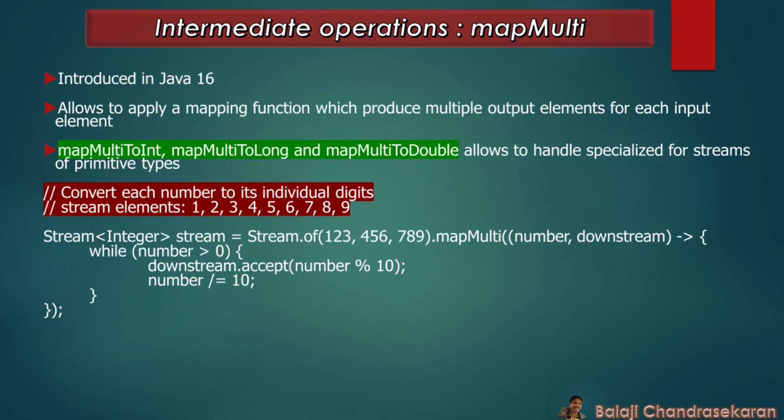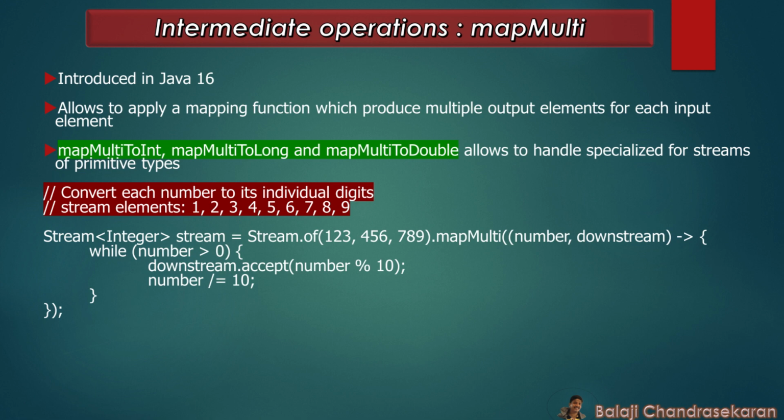The mapMulti method was introduced in Java 16 as part of the Stream API. It allows us to apply a mapping function that can produce multiple output elements for each input element. This is useful when we need to transform each input element into multiple output elements based on some condition.